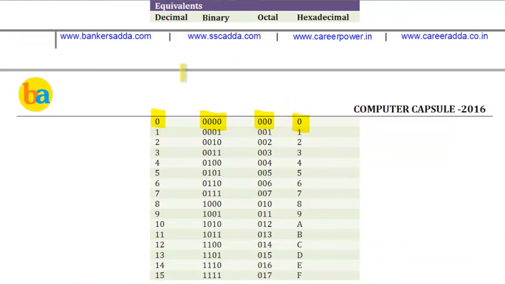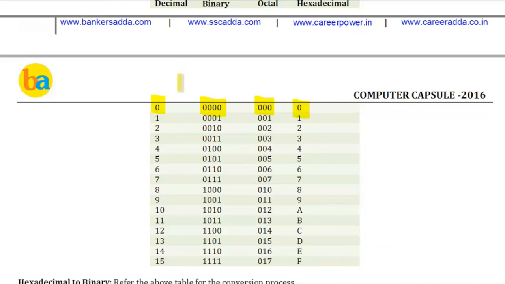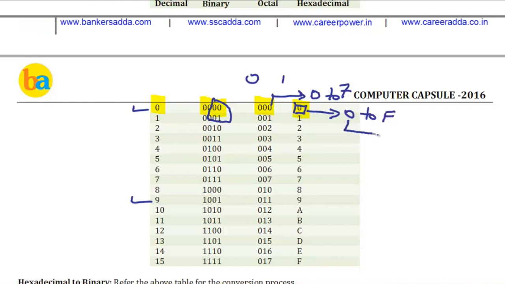In the decimal number system, as it is a base 10 number system, we have 10 unique symbols from 0 to 9. And in binary, we only have 2 unique symbols, that is 0 and 1. In octal, we have unique symbols from 0 to 7, that is 8 unique symbols. And in the hexadecimal number system, we have symbols from 0 to F. From 0 to F, there are a total of 16 unique symbols.